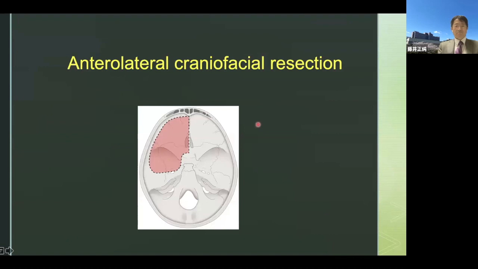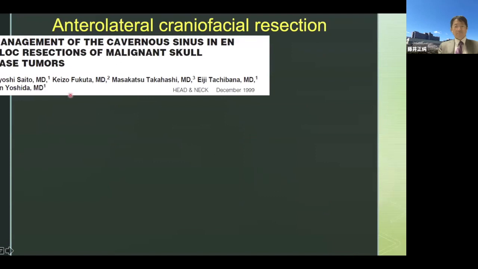Okay, next, let's move on to the anterolateral craniofacial resection to remove this area, the anterior cranial fossa and middle cranial fossa, in an en bloc fashion. This is an article published by Kiyoshi Saito, who is my mentor, regarding the management of the cavernous sinus in en bloc resections of malignant skull base tumors.